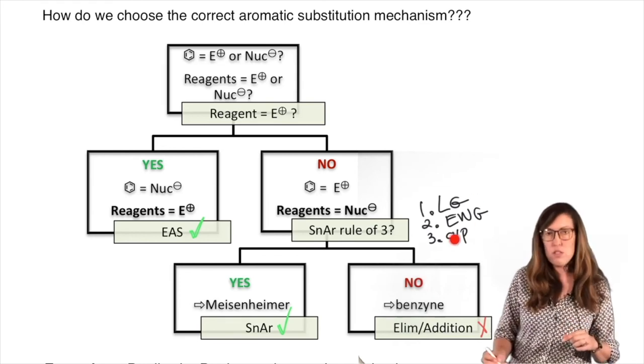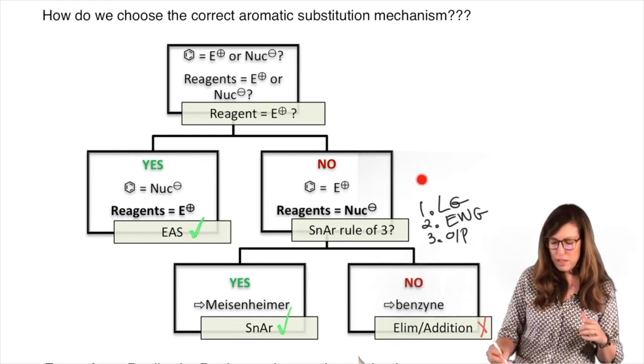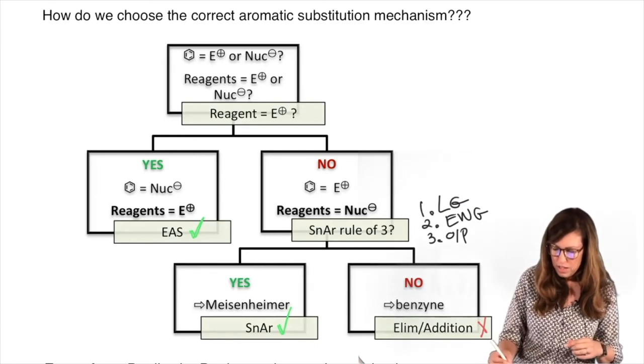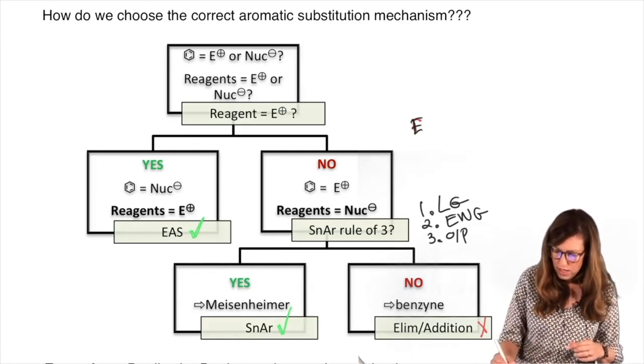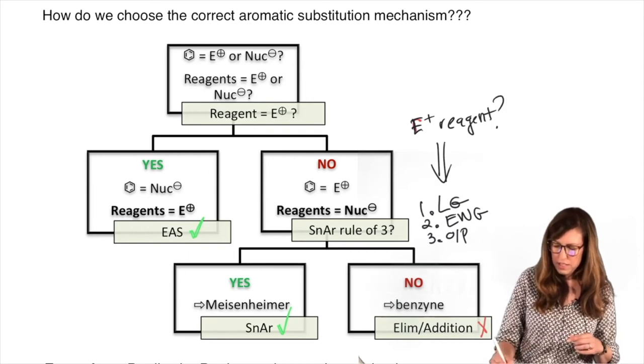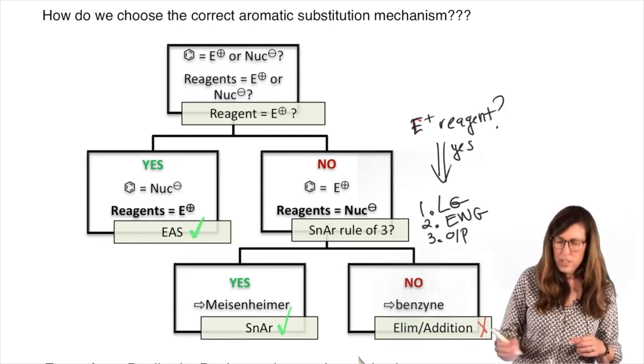So this was our small truth table to start with, but we're going to expand it. We're going to add a little question to that first. We're going to say reagent E plus, reagent, not benzene, right? Then we look at this. If yes, if no, we go to EAS.